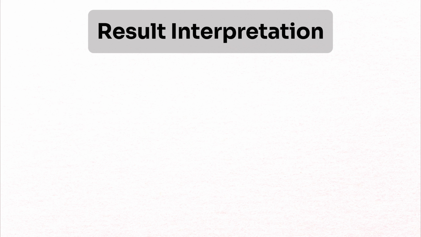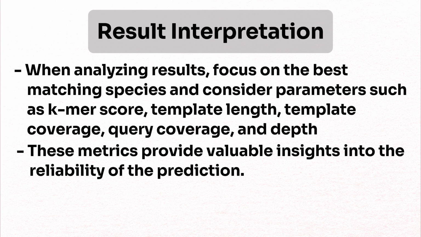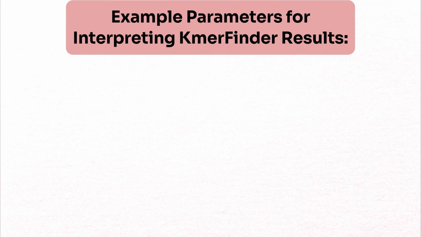Result interpretation. When analyzing results, focus on the best matching species and consider parameters such as Kmer score, template length, template coverage, query coverage, and depth. These metrics provide valuable insights into the reliability of the prediction. Example, parameters for interpreting Kmer Finder.